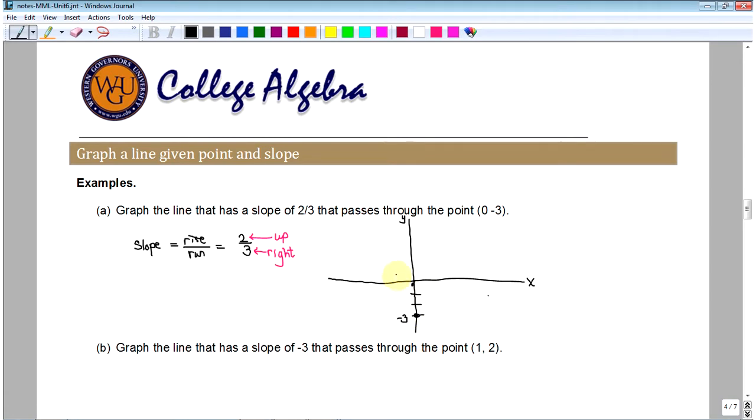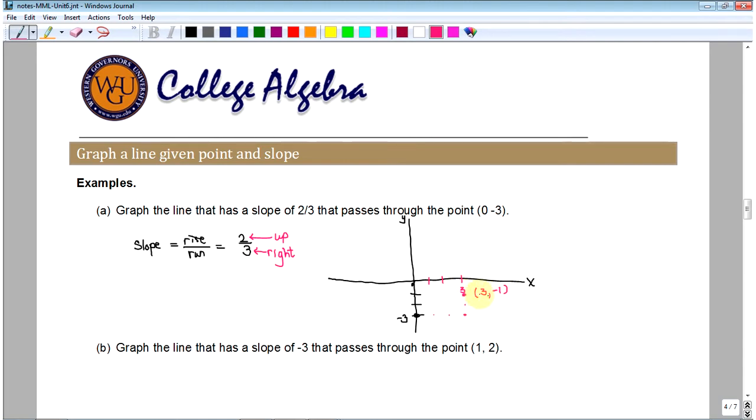So if I move to the right 3 units, that's going to put me at an x value of 3. And then I want to move up 2 units. So that'll put me at a y value of -1. So we end up at the point (3, -1). And we can continue in that fashion.